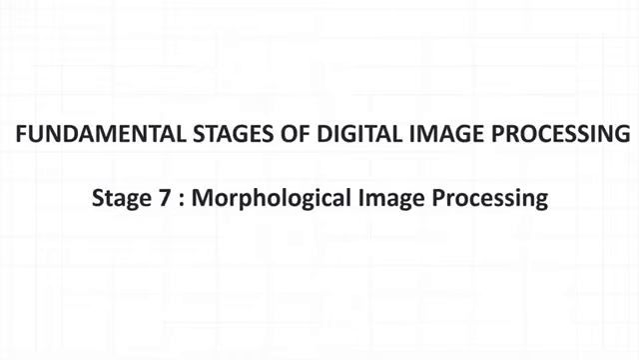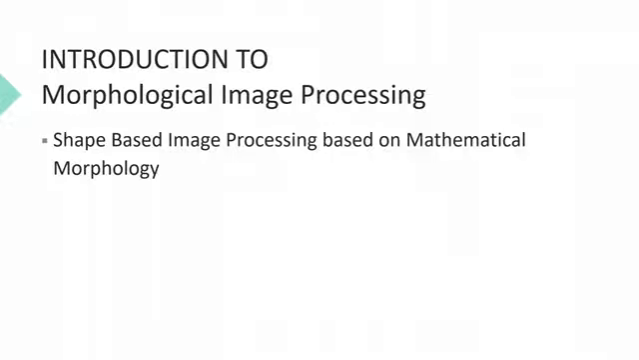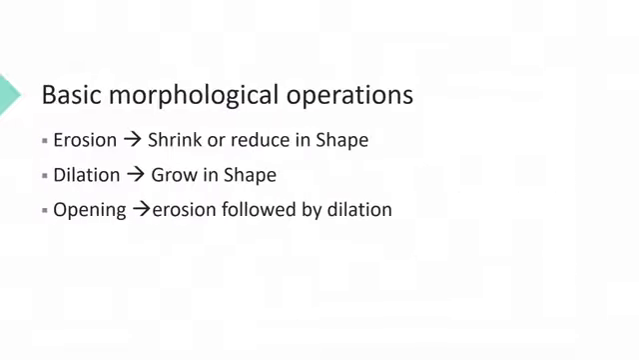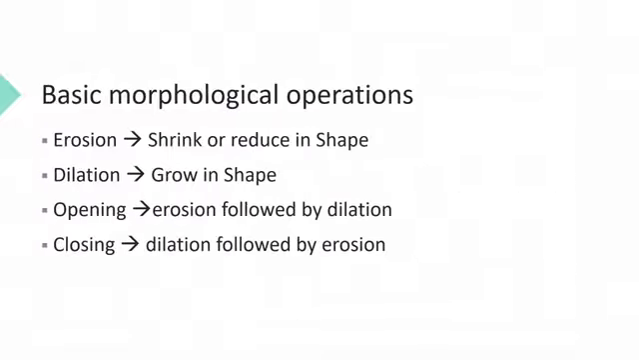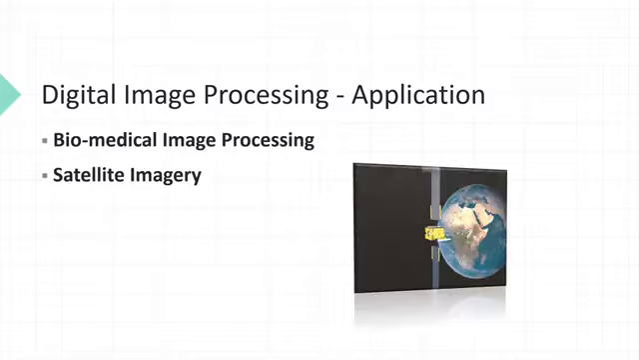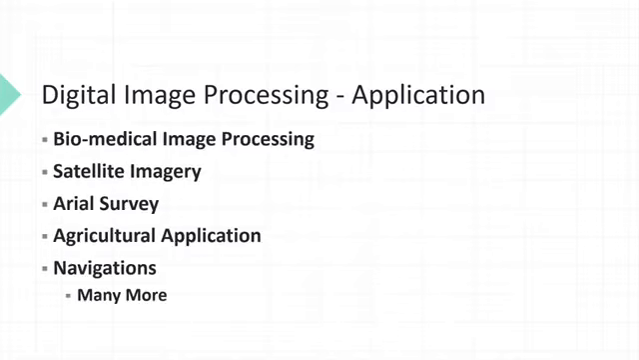Later, at the end, we discussed morphological image processing, stage 7, which is completely based upon shape-based mathematics and derived from morph. We discussed various types and operations in the basic morphological operations. Then we dealt with the applications, starting from biomedical to navigation and many more, which we discussed here in digital image processing applications. Later, we went through digital image processing and its future scope.